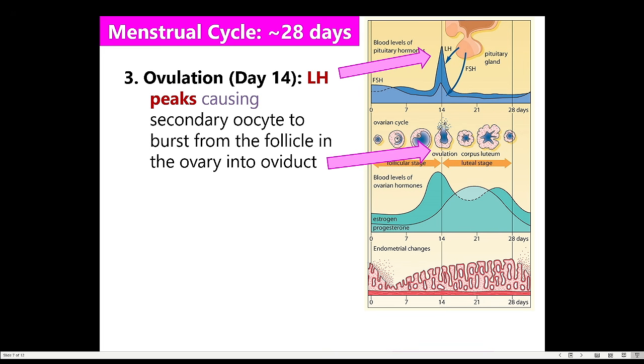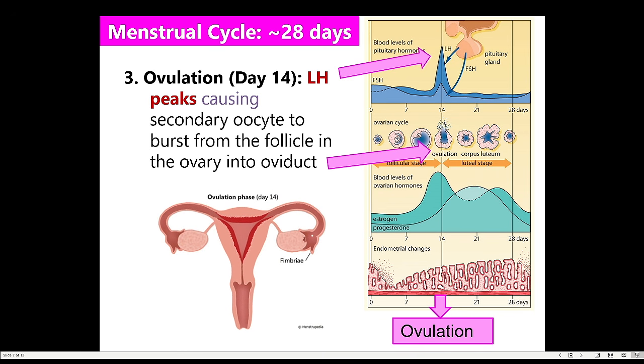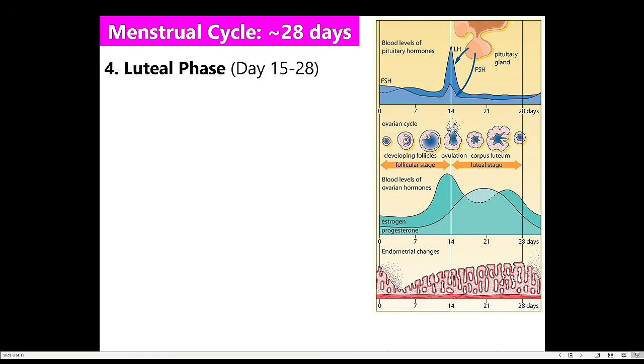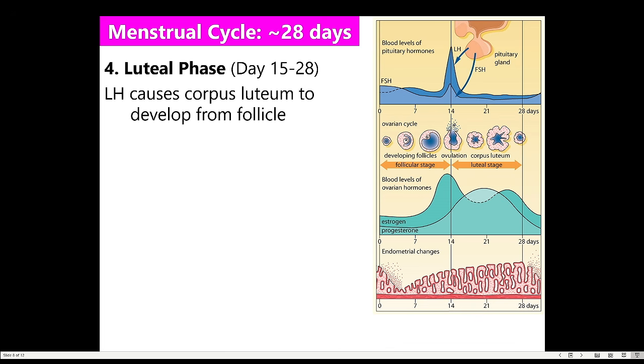During this time, LH levels are very high. And sabi nga natin, the egg cell bursts out from the follicle, is caught by the fimbriae, and waits in the fallopian tube or the oviduct. Again, this only happens in 1 day. After ovulation, okay, this would be 2 weeks. Ito yung pinakamatagal sa lahat, luteal phase.